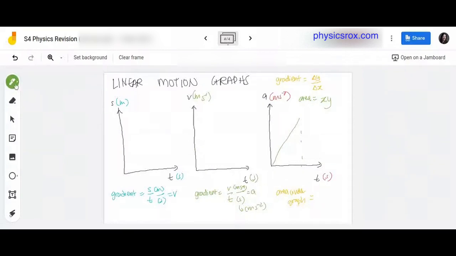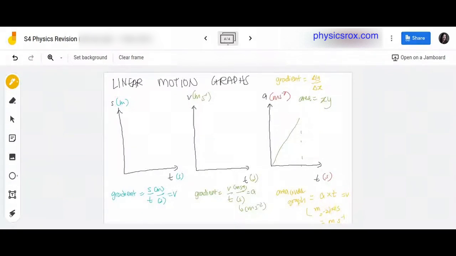So area under the graph, basically just think of it as x times y. That means area is acceleration times time. So a times t is sort of like a modification of the acceleration formula. That's why this is equal to v. Or you can think of it as meters per second squared times second. That's why you get meters per second. So that's why it's the same as velocity, okay?